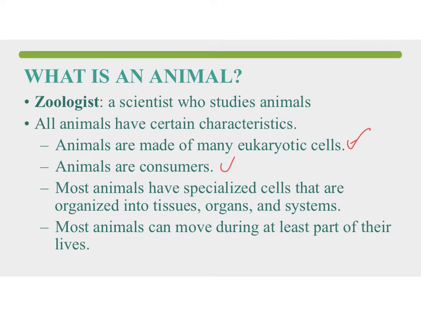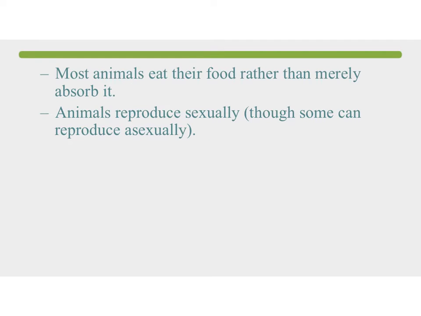Most animals have specialized cells that are organized into tissues, organs, and systems. We've talked about that before. And then most animals can move during at least part of their lives. These are some characteristics of animals. And if you need to abbreviate as you are taking notes, most animals eat their food rather than absorbing it, and most animals reproduce sexually.